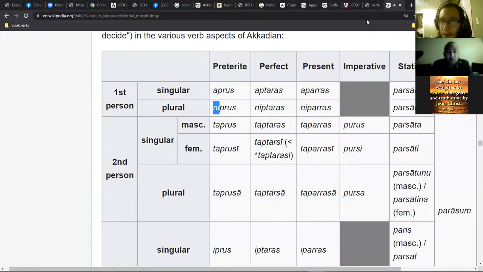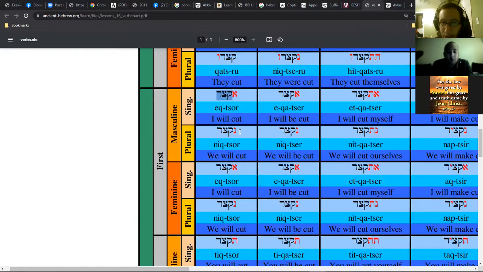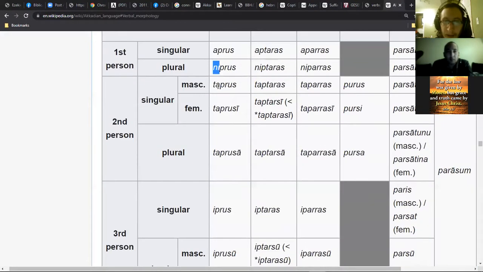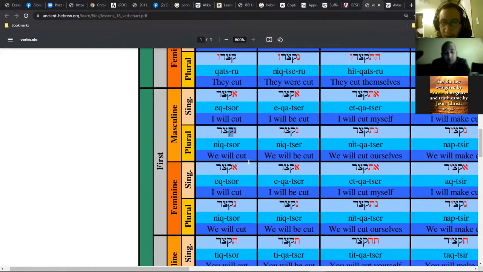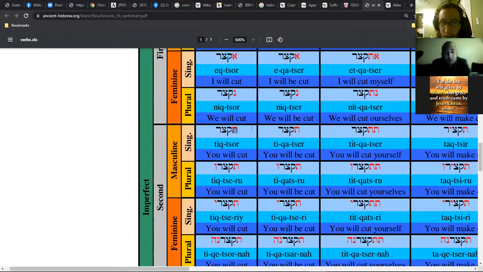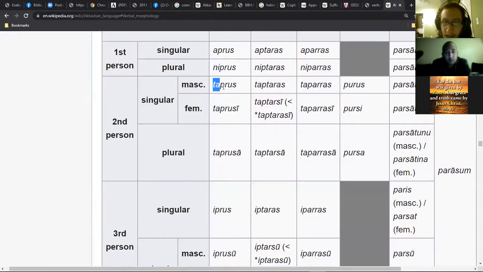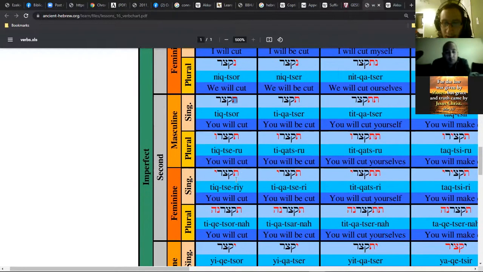Ni is added at the beginning. Well, look at that. Ni is added at the beginning for Hebrew. It means the same thing, we. And then for second person masculine, tav is added at the beginning. Well, look, same thing. And it means you. Not you will. It means you did, because as I said, it's in the past in Akkadian. But it's the same form, ta, plus the verb, no ending. Then we've got feminine, ta at the beginning and e at the end. Well, look what we got here, ta at the beginning, yod at the end. Same thing for Akkadian.